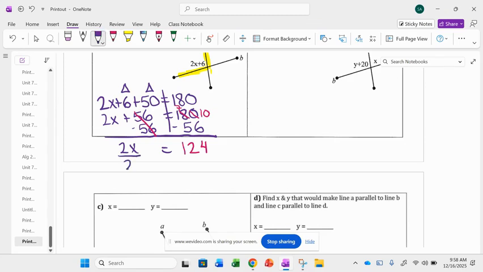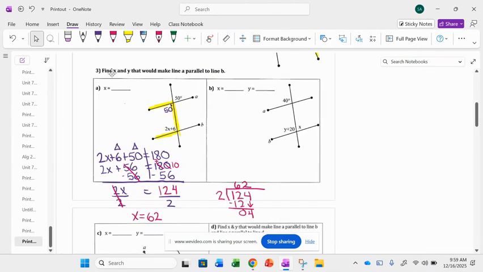And now we divide both sides by 2. And if you can't do this in your head, then do your long division. The 124 goes inside the house. The 2 goes outside the house. 2 doesn't go into 1, but 2 goes into 12 6 times. 6 times 2 is 12. Subtract, bring down that 4. 2 goes into 4 twice. So what do we get? X is equal to 62. It didn't ask me for anything else. It just said find X, so I found X.